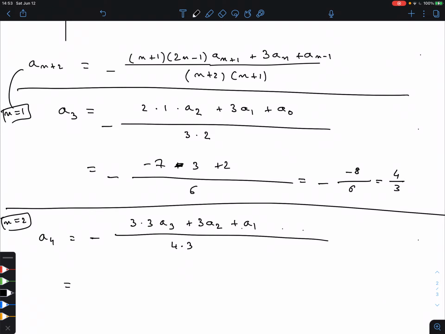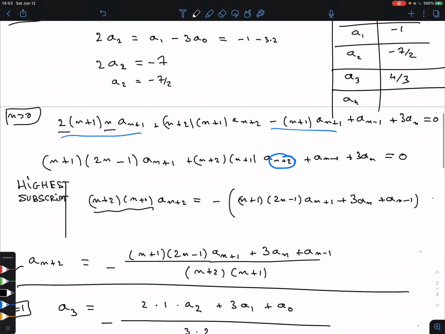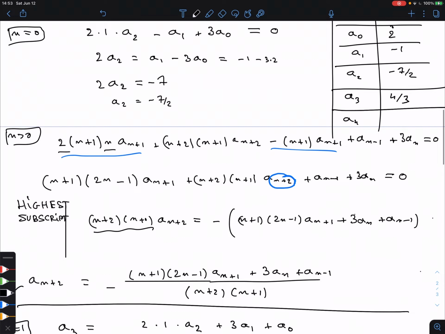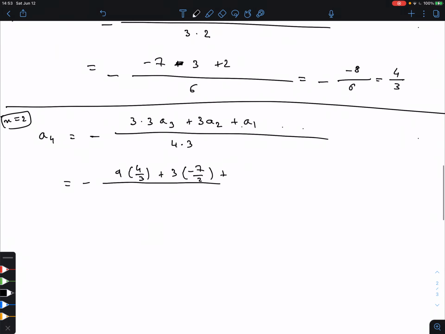Okay, and now we plug everything in. Minus, A3 was 4/3, so we get 9 times 4/3 plus 3 times minus 7 halves plus, what was it, minus 1, and in the bottom we have 12. So if we work that out, that is minus, on top we have 12 minus 21 halves minus 1, over 12. So let's multiply.